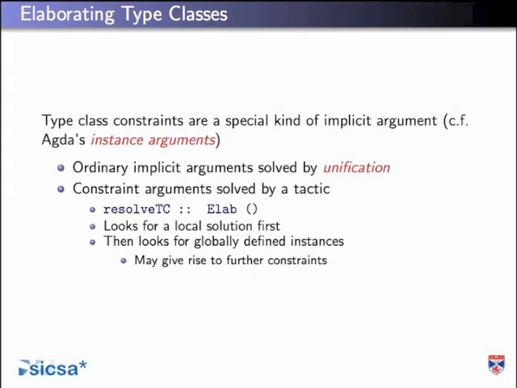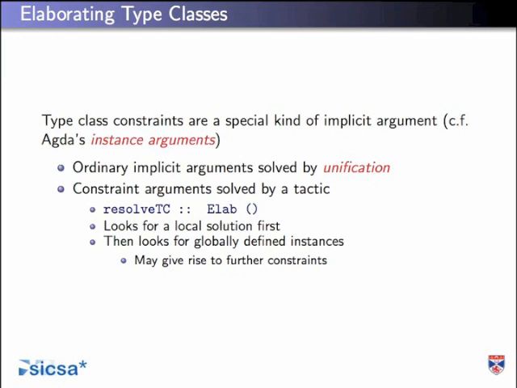So actually, type class arguments, they're implicit arguments too. They're just a special kind of implicit argument. Most implicit arguments will be solved by unification, but type class constraints are going to be solved by a type class resolution procedure. And surprise, surprise, it's a tactic. So we've got a hole that we need to solve somehow. We haven't got a program for it, but we do have some information in the context. We know what type it's supposed to be.